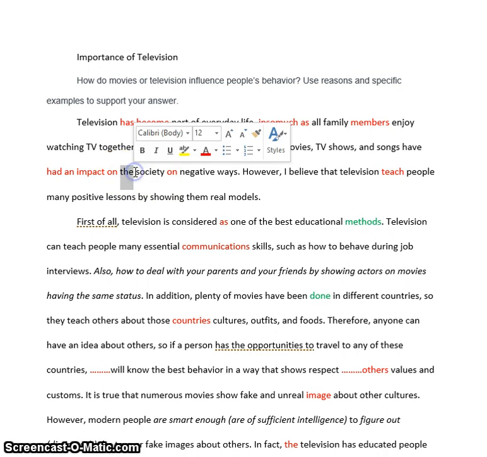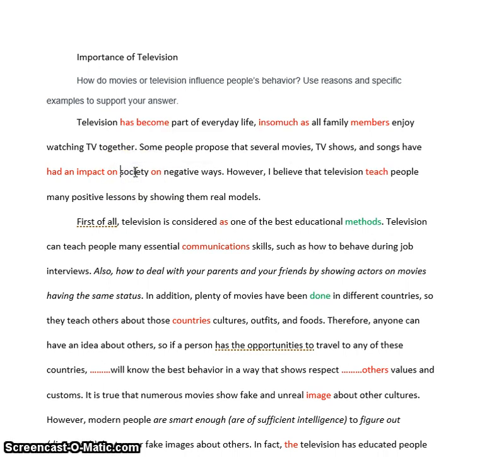Which society? You're not talking about a specific society because we haven't talked about it before. So we're using general on society in negative ways. So, because we've used present perfect before and we're still talking about the same topic, we still have to use the present perfect in the same flow in negative ways.